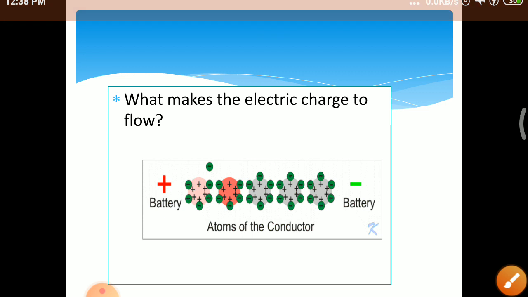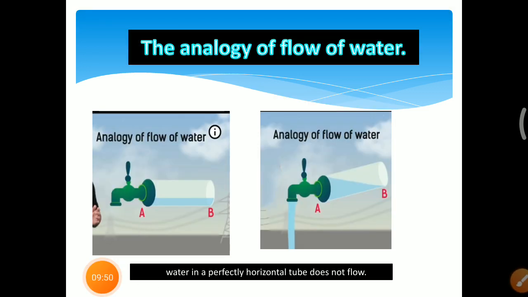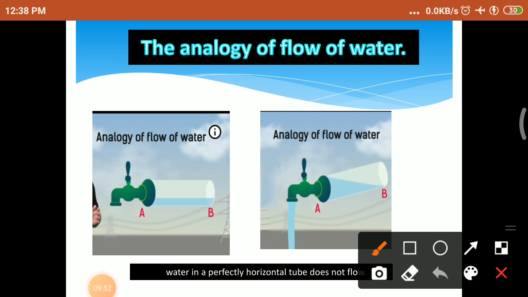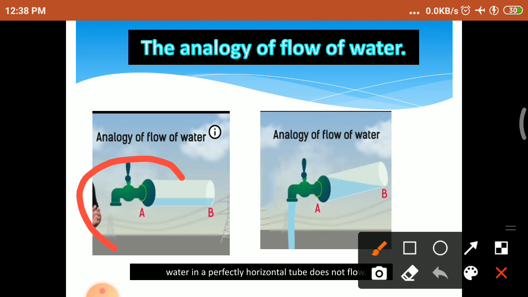Water in a perfectly horizontal tube does not flow. So when the water is in a perfectly horizontal tube, it does not flow. It was represented in the first diagram.